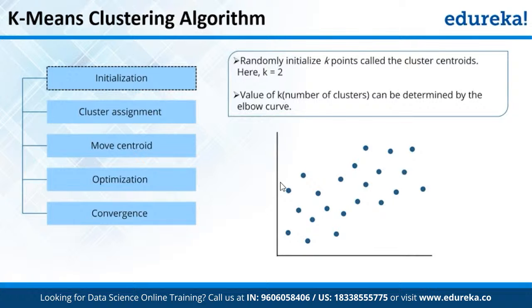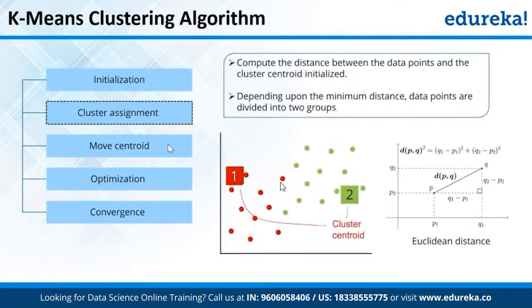Then what will happen? Next slide. Now here you see two centroids, one here and one here. The next point is you will have to calculate the distance of each point from these centroids. What this algorithm says is that you need to calculate the distance of the data point from the centroid. And how will you calculate the distance? This is the formula which you will be using.